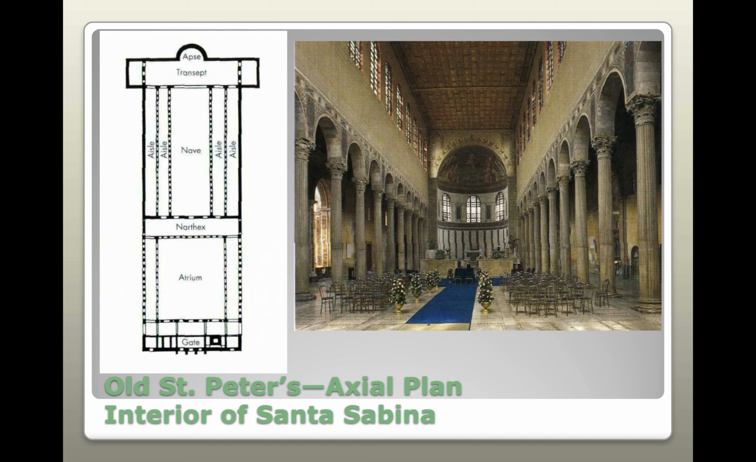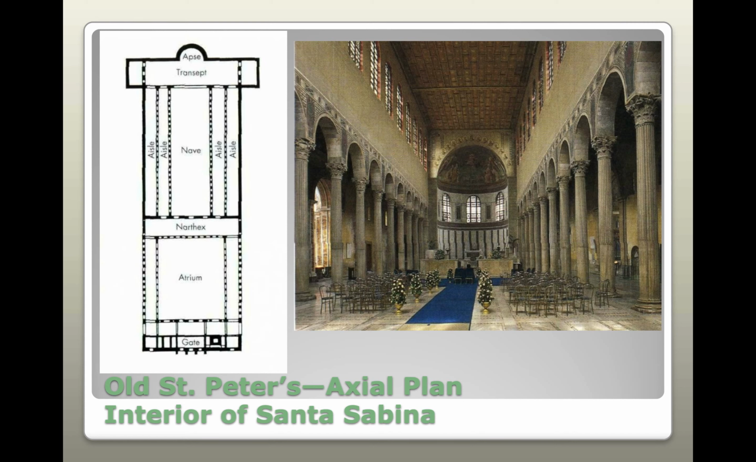And again, on the left, you can see the plan. And it's what we call an axial plan. And basically the axial plan has a straight line visually. So you'll notice if you come in the gate, you'll move through the atrium, which was usually an open air space, through the narthex, which was a place for people to stand and gather. Today it's usually where people have like the program or the sign-in book or whatever. And then you enter into the sacred space of the nave and you move down towards the apse, where the altar would be.